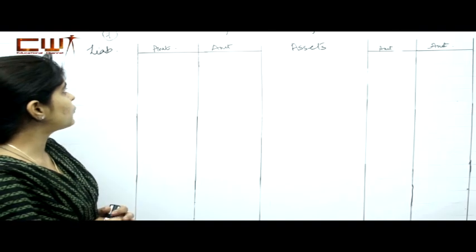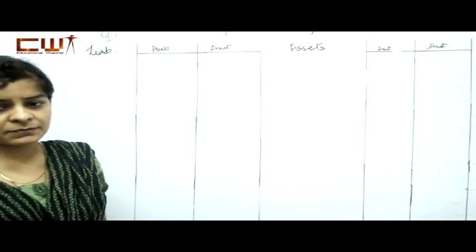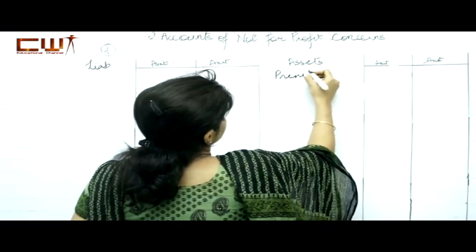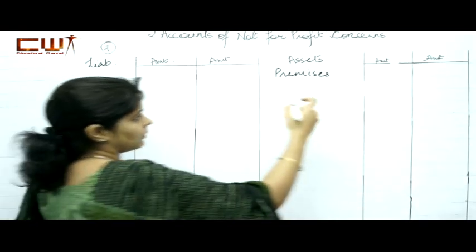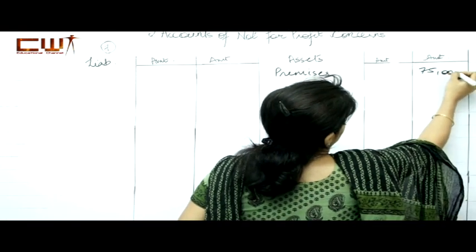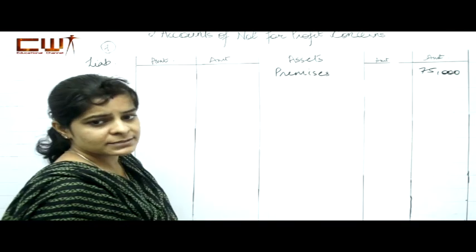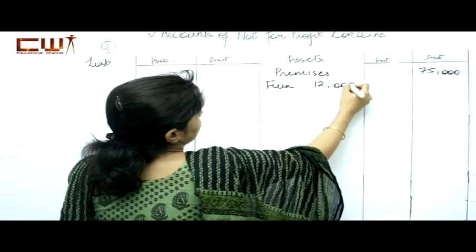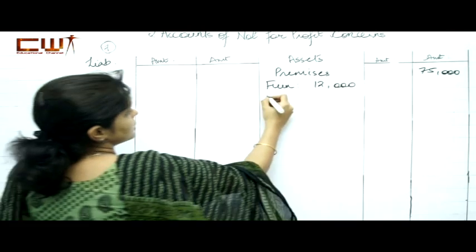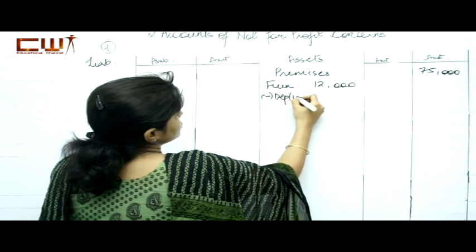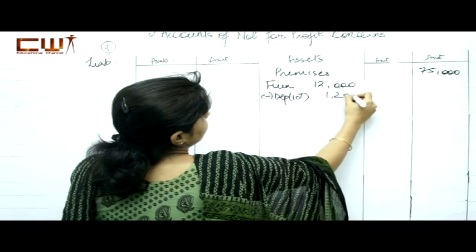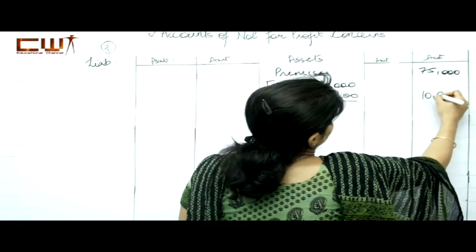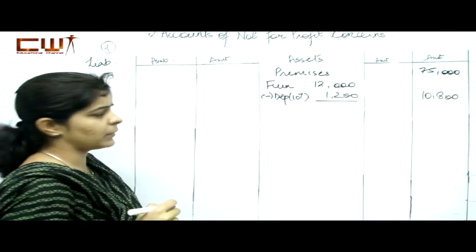Now we will make the balance sheet for question number 7. We will see the asset side first. First they have given premises. There is no adjustment for the premises, so directly we will write it in the main column. No adjustments, right? Next they have given furniture. Furniture is given as 12,000, right? With that they have given depreciation of 10%, that is 1,200. So 12,000 minus 1,200 will give you 10,800, right? 10,800. This is the furniture.